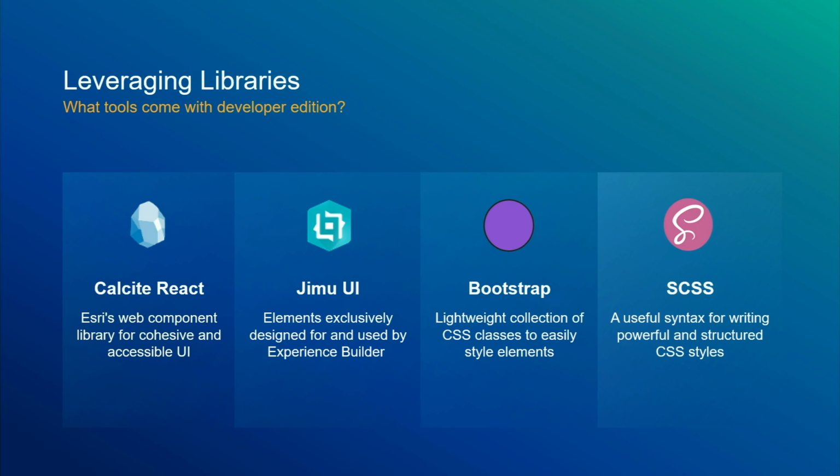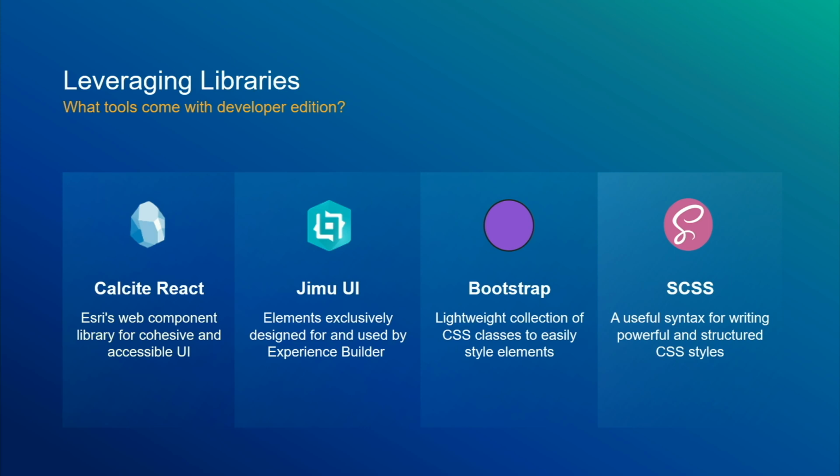When you decide to use Developer Edition, there's several libraries that come out of the box. The first 3 being Calcite React, GMU UI, and Bootstrap. These are each UI frameworks that let you write styling and layouts really quickly. Calcite Components and GMU, you'll probably learn about a lot throughout this week, are both UI component libraries that include buttons, inputs, form elements that let you write custom content really quickly and prototype quickly and fail quickly.